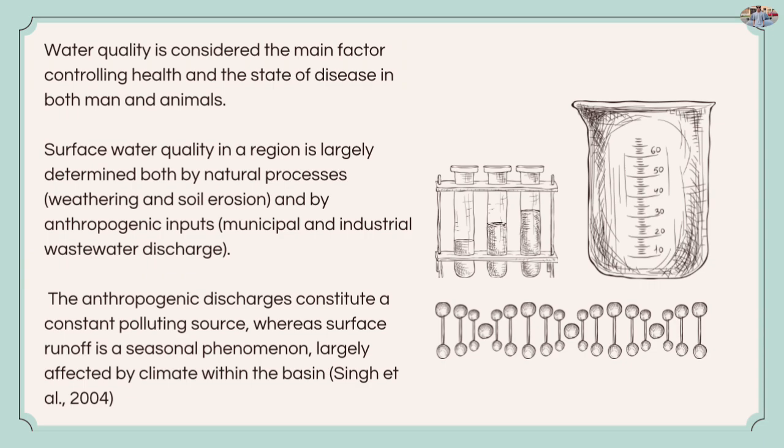Moving on, water quality is considered the main factor controlling health and the state of disease in both man and animals. Surface water quality in a region is largely determined both by natural processes such as weathering and soil erosion, and by anthropogenic inputs such as municipal and industrial wastewater discharge. The anthropogenic discharge constitutes a constant polluting source, whereas surface runoff is a seasonal phenomenon largely affected by climate within the basin, according to Singh et al. 2004.